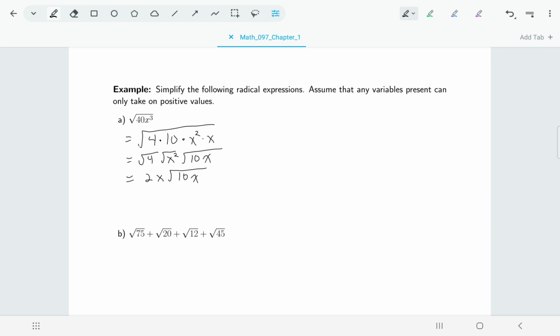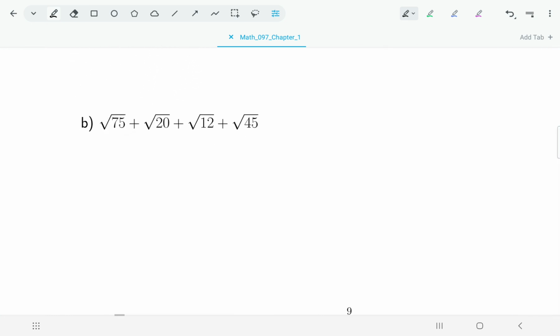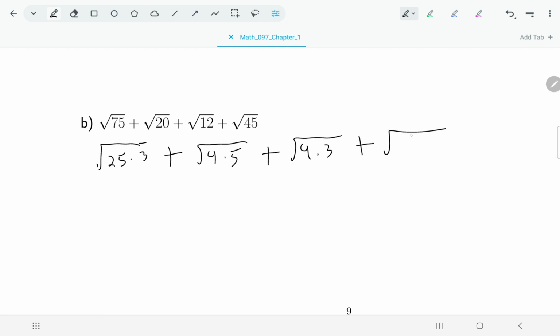Okay, example B, same sort of a thing. We've got a bunch of numbers all inside of square roots. None of them are perfect squares on their own, but they all have perfect squares that go into them. 75 is 25 times 3. 20 is 4 times 5. 12 is 4 times 3. And 45 is 9 times 5.